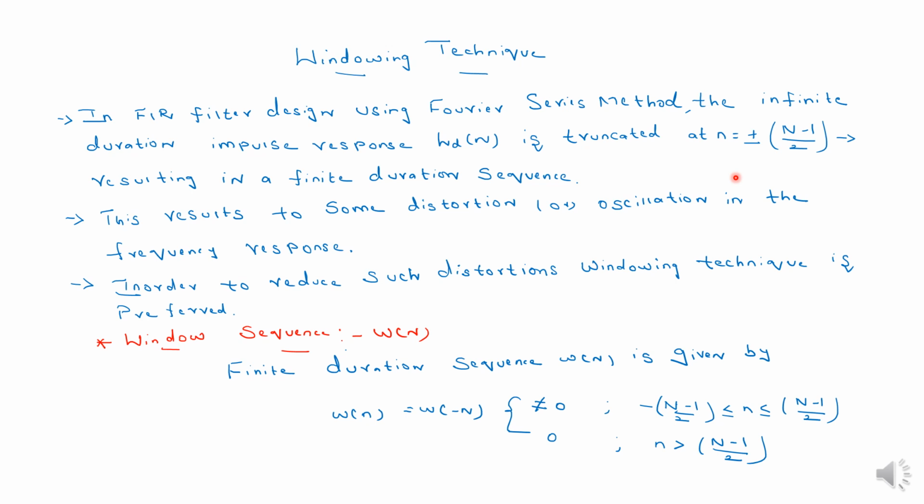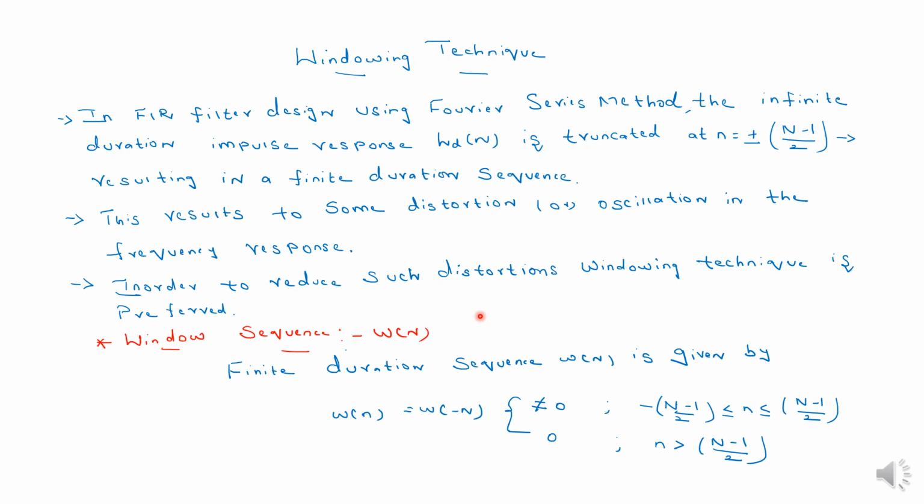This abrupt truncation in turn results in some form of noise or unwanted oscillation in the frequency response curve. In order to reduce such unwanted distortion or oscillation, the windowing technique is preferred. The need to move on to the windowing technique is basically to reduce this unwanted noise or disturbance or oscillation that occurs in the frequency response.